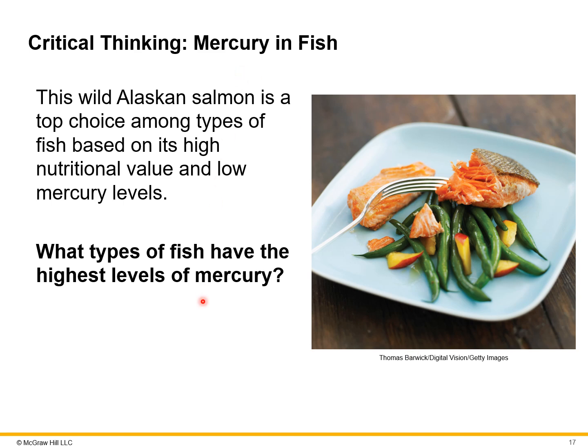All right, so this says a critical thinking real quick. Mercury in fish. The wild Alaska salmon is a top choice among types of fish based on its high nutritional value, meaning that it has great sources of omega-3 fatty acids and is also low in mercury levels. The question is, what types of fish have the highest levels of mercury? So you want to go back and make sure that you're able to repeat those types of larger fish varieties that we need to be more concerned about during times of vulnerability like pregnancy, breastfeeding, immunocompromised medical treatment.